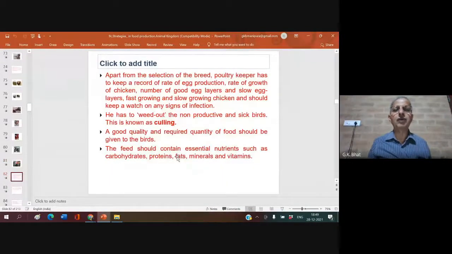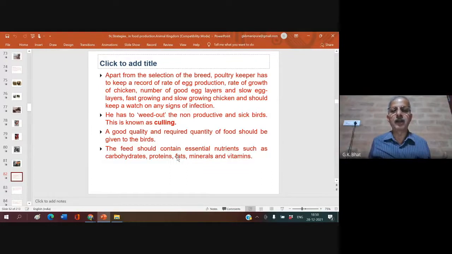Apart from the selection of the breed, the poultry keeper has to keep a record of the rate of egg production, rate of growth of chicken, number of good egg layers, slow egg layers, fast growing and slow growing chicken, etc. In a poultry farm, the weaker ones, non-productive ones, and sick ones are mercilessly removed. And this is what is called culling. So, one has to weed out the non-productive and sick birds. This is known as culling.